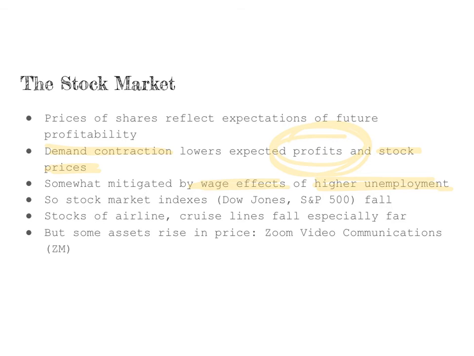But as you have all experienced, stock market indexes like the Dow Jones and the S&P 500 have been falling. And some stocks have been especially hurt, right? Anyone in the travel industry has seen their stock prices completely decrease. And then some assets are on the rise, right? We talked about Clorox. You can imagine that Zoom Video Communications, and this is their ticker symbol, is doing pretty well.